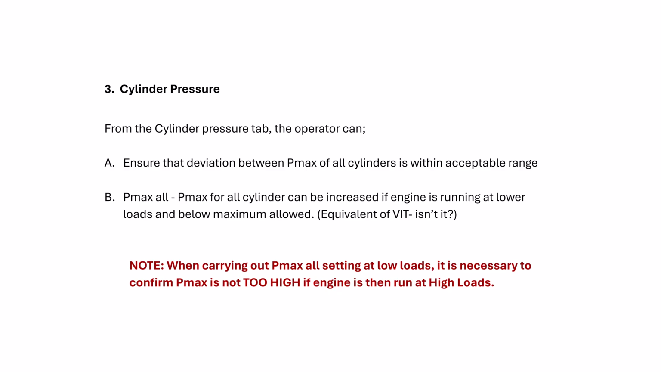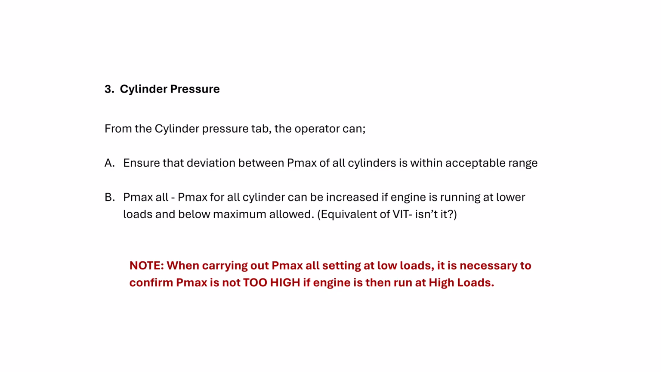When you are balancing the Pmax of all units, it is equivalent to VIT, isn't it? What is VIT? VIT is, even when the engine is running at, let's say, 80% MCR, you increase the Pmax to what it would have been had the engine been running at 100% load. Correct. So we increase the Pmax, which increases the efficiency of the engine and lowers the specific fuel consumption. So when carrying out Pmax setting at low load, it is necessary to confirm Pmax is not too high if the engine is then run at high load.